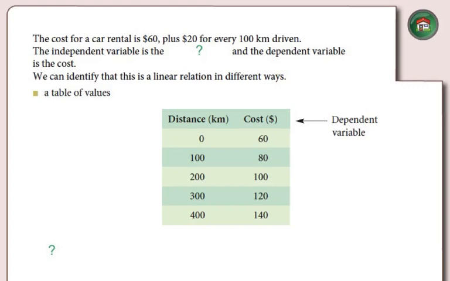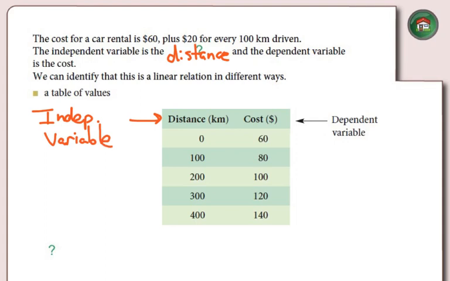So here we have a different example. This one relates the cost to rent a car related to the distance that the car is driven. The independent variable in this case is the distance. The distance is what we have control over. The dependent variable is the cost.